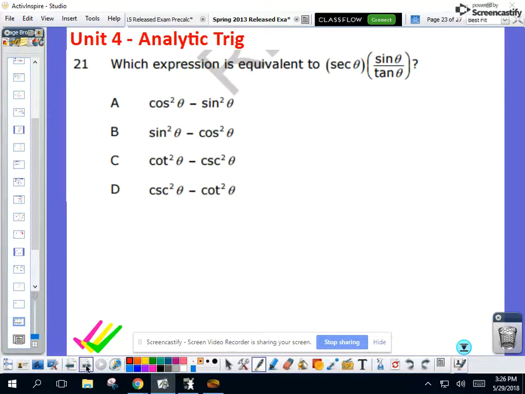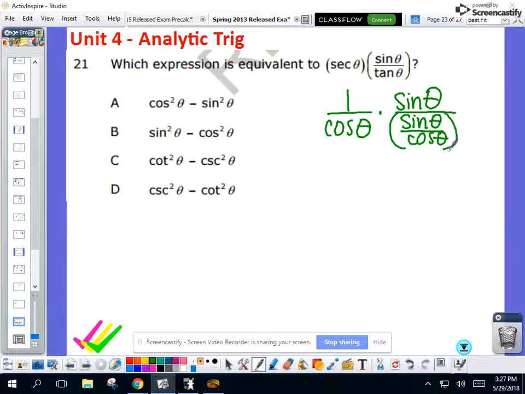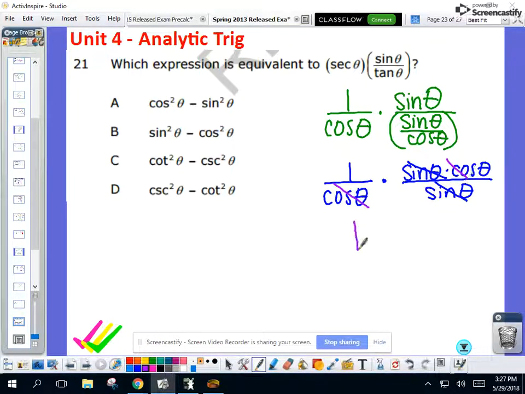Number 21 goes back to Unit 4 where we were doing trig identities. We can rewrite secant as 1 over cosine theta multiplied by sine theta, and we can also rewrite tangent as sine over cosine. Now we need to clean up that fraction within the fraction. If I multiply by the reciprocal, I get 1 over cosine theta multiplied by sine times cosine over sine, which simplifies to just cosine. 1 over cosine multiplied by cosine just becomes 1.